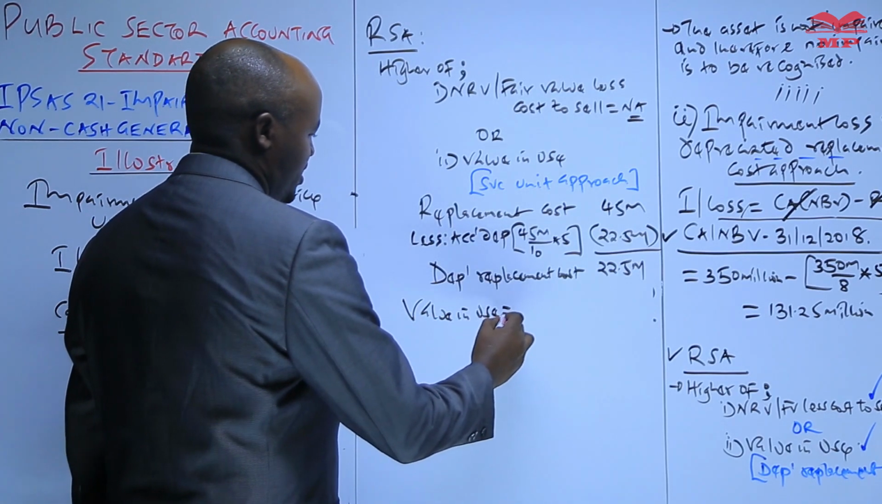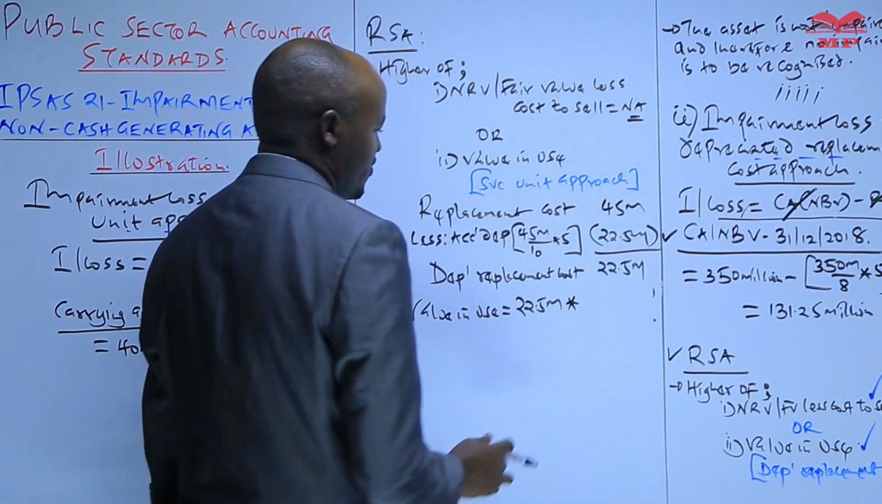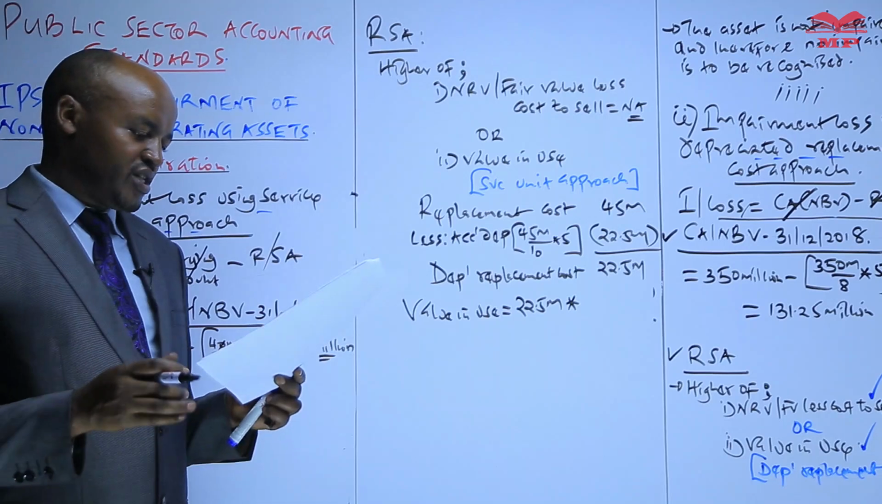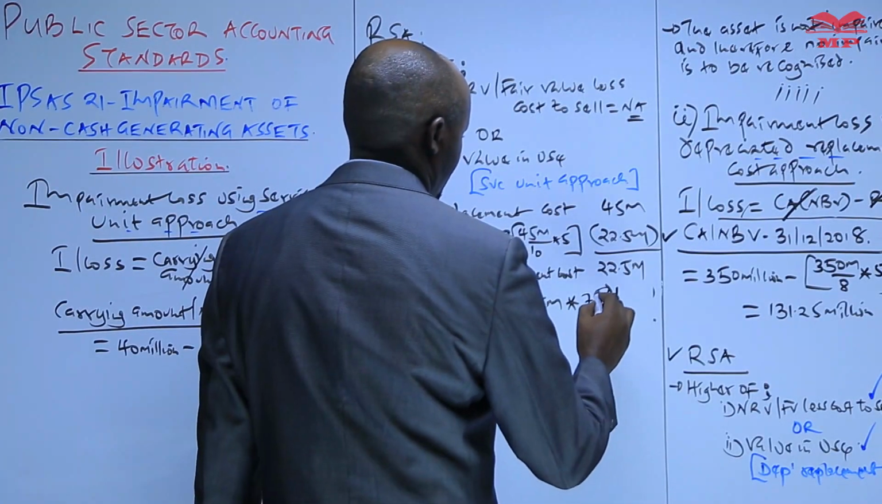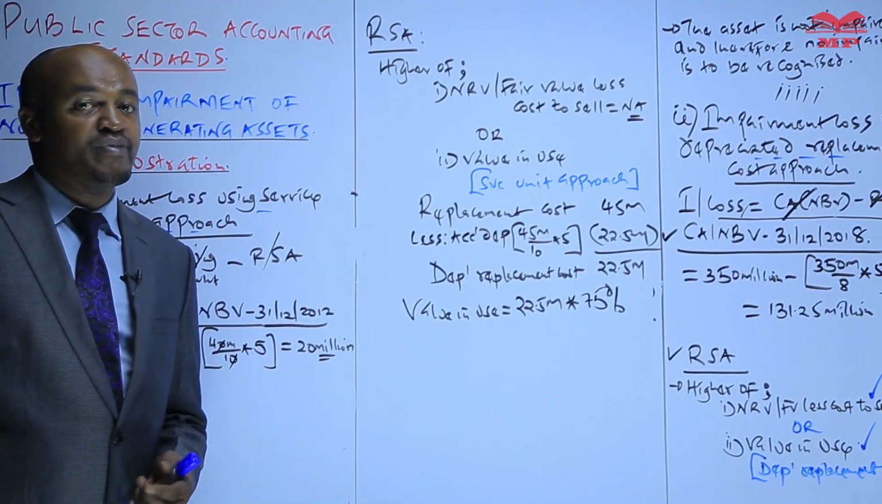So having this depreciated replacement cost and the service unit approach, to get the value in use we take the depreciated replacement cost and multiply it by the proportion of the remaining service potential. There is something you are given in that question: due to the automated feature of the machine not operating as expected, the annual output of this machine in the next 5 years was expected to reduce by 25%. So the remaining service potential of this machine over the next 5 years is 75%.